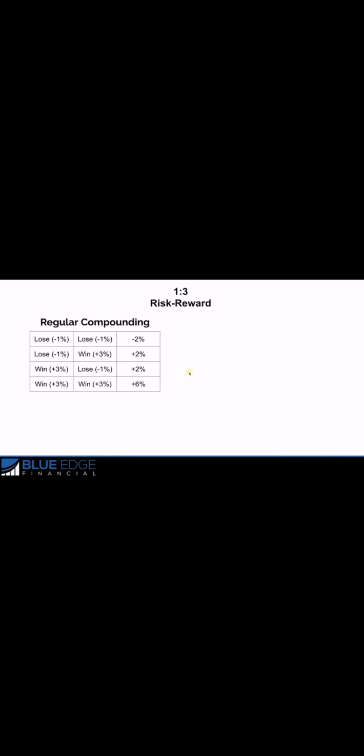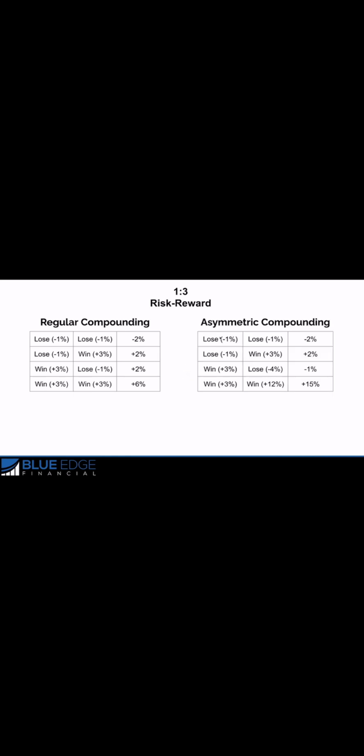So comparing to asymmetric compounding, if you go lose-lose, it's also going to be minus 1% on both of those losses, right? Which would be negative 2% total. And lose-win is going to be the exact same, as you can see over here, as regular compounding, where you're going to lose 1%, and then you would make 3% if that's your set of 2, right? And then over here, this is where it makes a difference, guys.